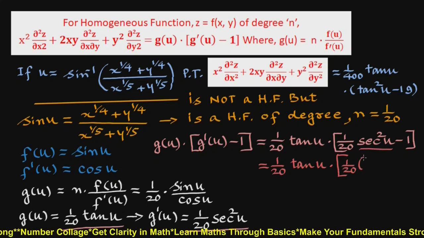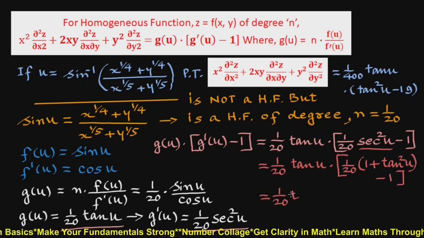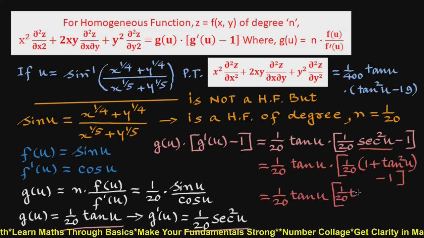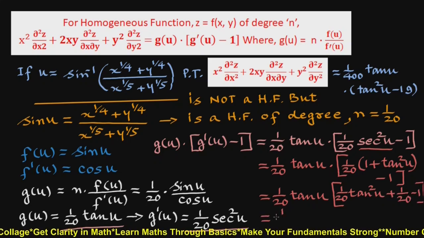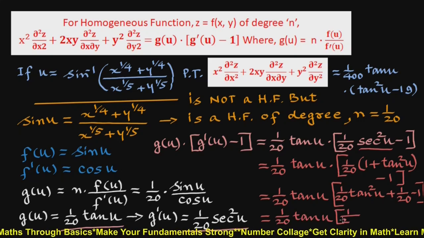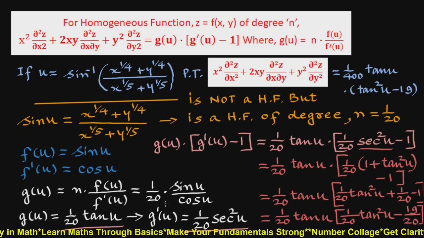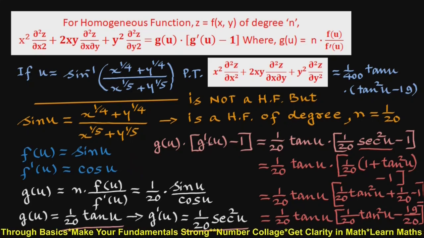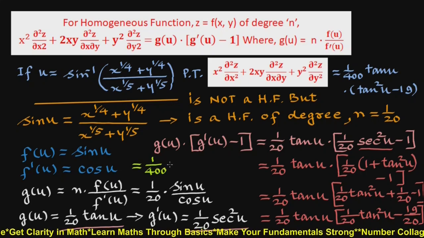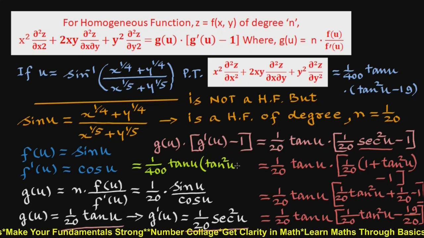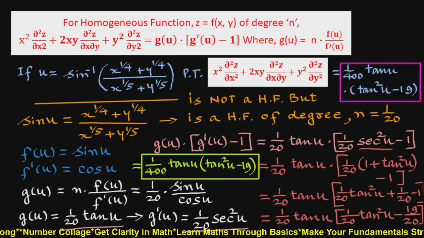This will be 1 upon 20 tan u into 1 upon 20. For sec square u, we write 1 plus tan square u, minus 1. This will be 1 upon 20 tan u into 1 upon 20 tan square u plus 1 upon 20 minus 1. This will be 1 upon 20 tan u into 1 upon 20 tan square u minus 1 upon 20 minus 1, that is 19 upon 20. This further gives us g(u) into g'(u) minus 1 equals 1 upon 20 into 1 upon 20, 1 upon 400 tan u into tan square u minus 19. This is what we have to prove here. Hence, the required statement is proved.